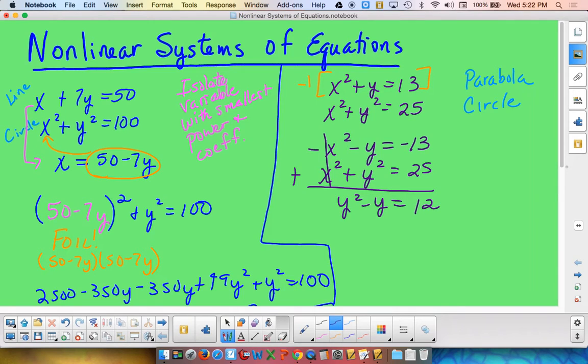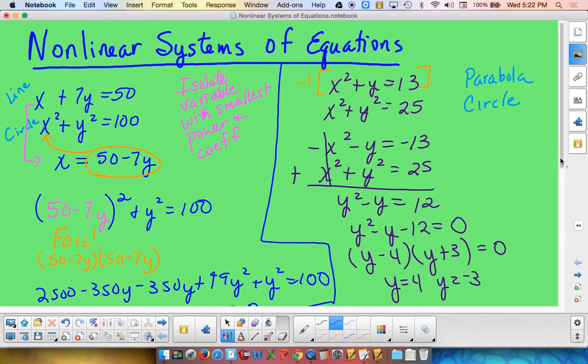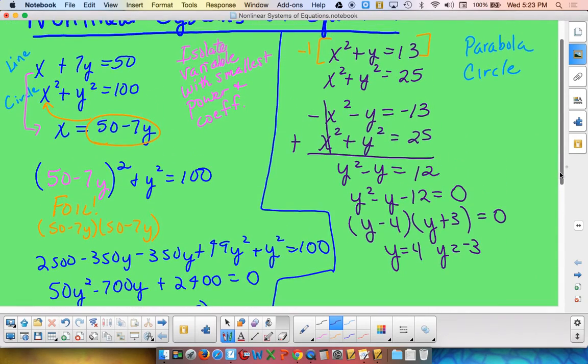Well, that's a pretty easy quadratic. I set it equal to 0. Subtract my 12 over. Okay, I need factors of 12 that'll get me a negative 1 in the middle. That would, of course, be negative 4 and positive 3. So y equals 4 and y equals negative 3. Am I done with the problem? Absolutely not. I have to find the points of intersection. I know that in this problem, this circle intersects when there's a y coordinate of 4 and a y coordinate of negative 3, but I need the x coordinates.